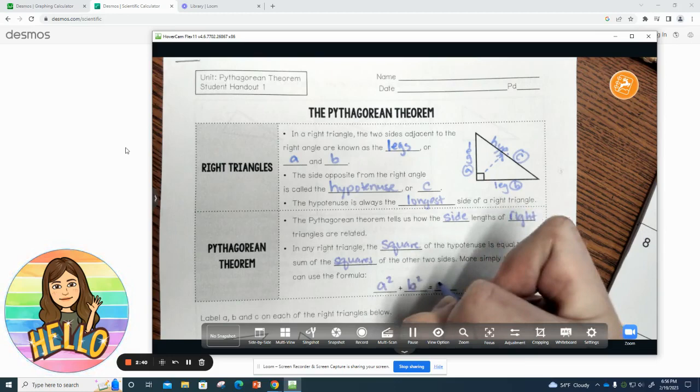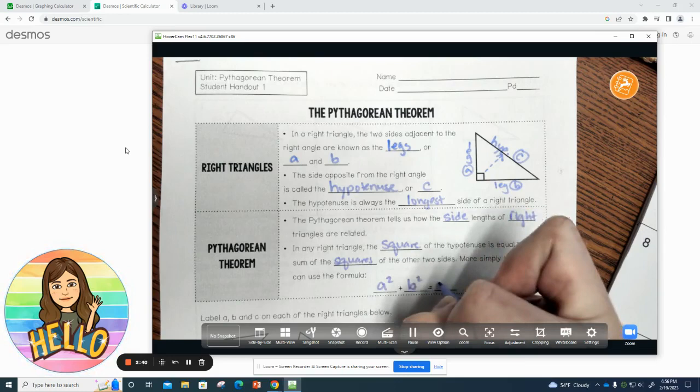Okay. So you should have written 24 squared plus 7 squared equals C squared. Go ahead and see how far you can take that problem. Okay, so 24 squared is 24 times 24. You should have got 576. 7 times 7 is 49 equals C squared.